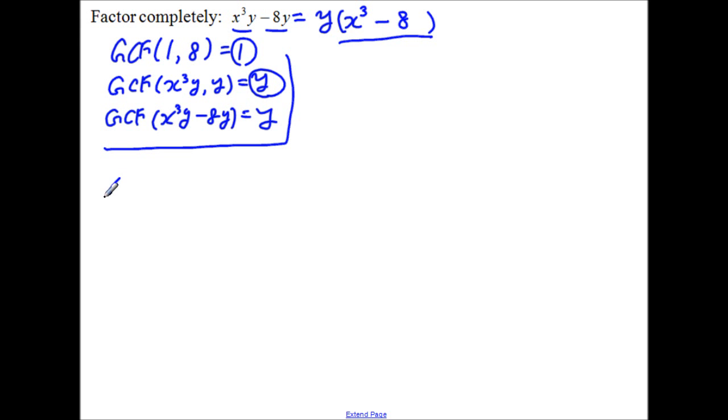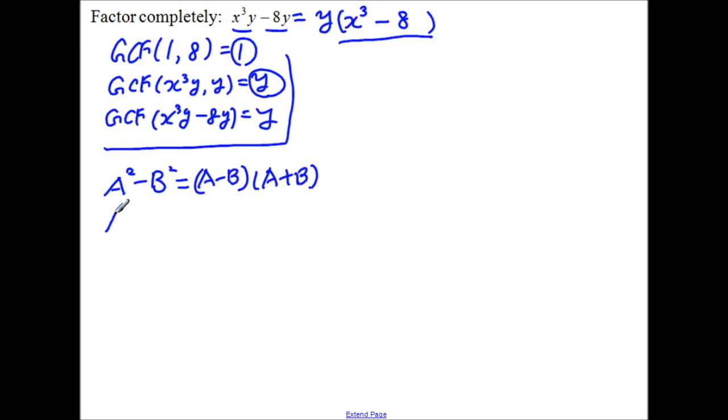The first one is a squared minus b squared, and this is factored into a minus b times a plus b. So if a polynomial can be written in the a squared minus b squared form, then it is factored into a minus b times a plus b.